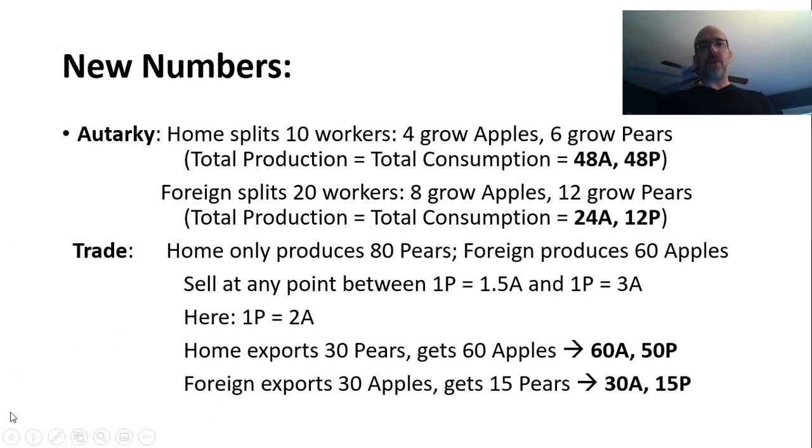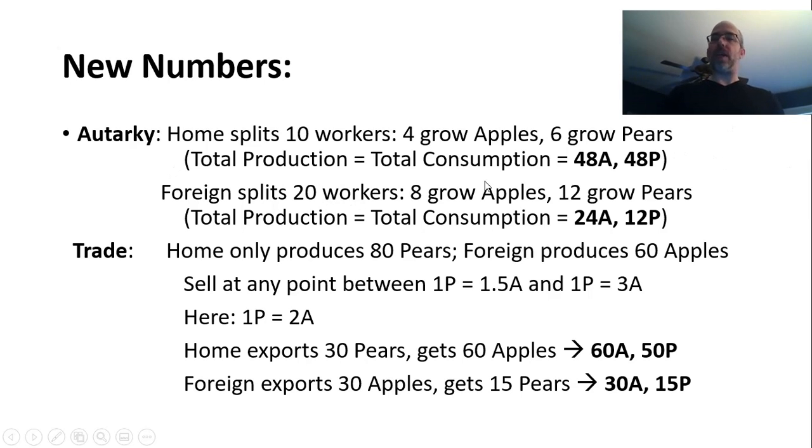Okay, first of all, I showed you those dots, and what I have here is that home splits 10 workers, and I just have 4 grow apples and 6 grow pears. Production has to equal consumption, and that is 48 apples, right? Because it's times 12. 48 pears, all right? And that's 6 times 8, okay?